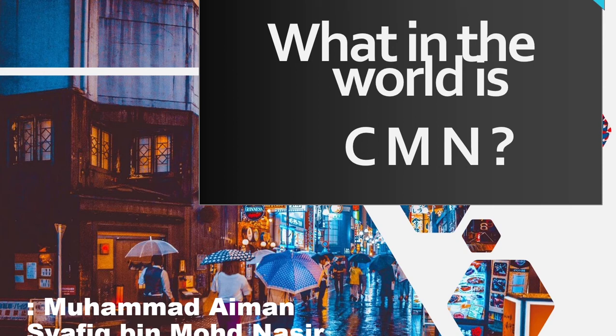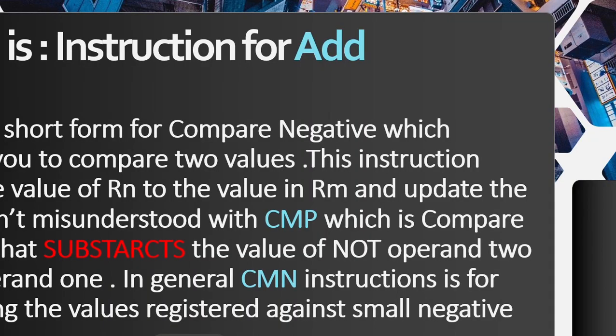So what in the world is CMN? CMN is an instruction for add. CMN is short for compare negative, which permits you to compare two values. This instruction adds the value of Rn to the value in Rm and updates the flags. Don't confuse it with CMP. CMP and CMN are completely different instructions. CMP is compare positive, which subtracts. Remember that CMN adds, CMP subtracts.